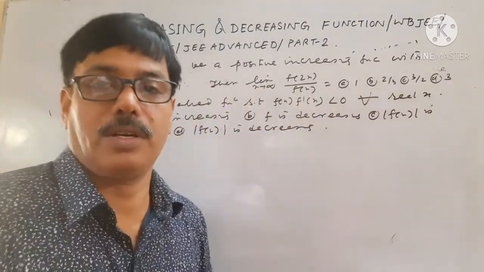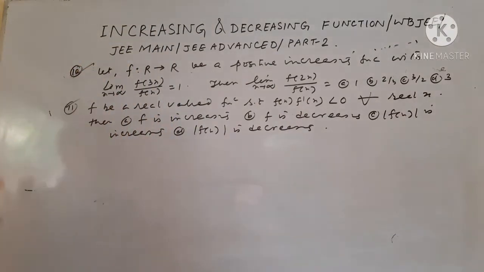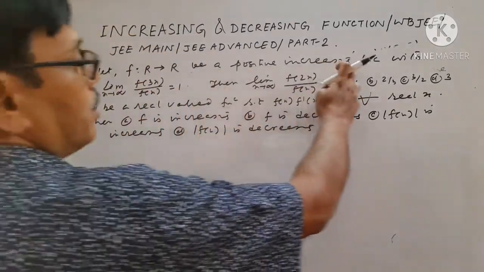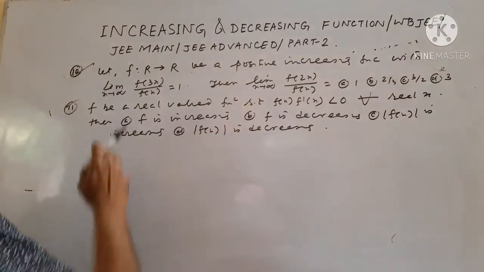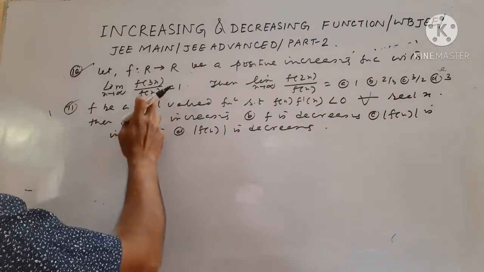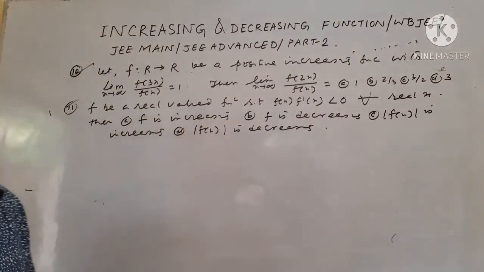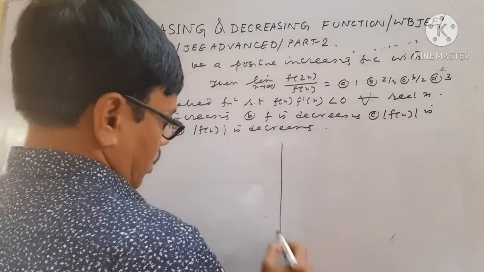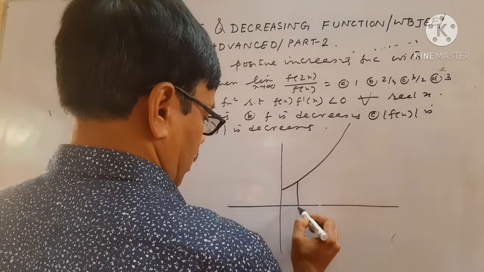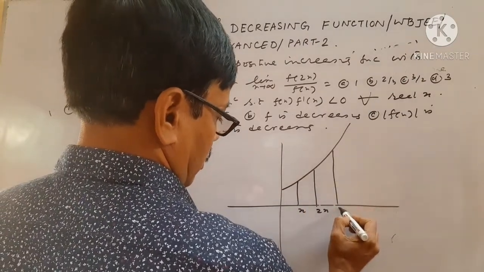Now I consider two more problems. These are problems of IIT. So f is positive increasing function with limit x tends to infinity f3x by fx equals 1, then limit f2x by fx equals to what? Positive increasing function. So this is x, this is 2x, this is 3x.